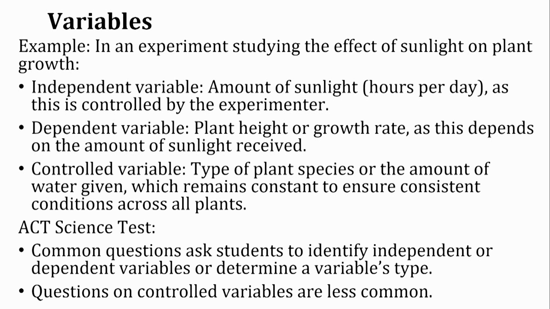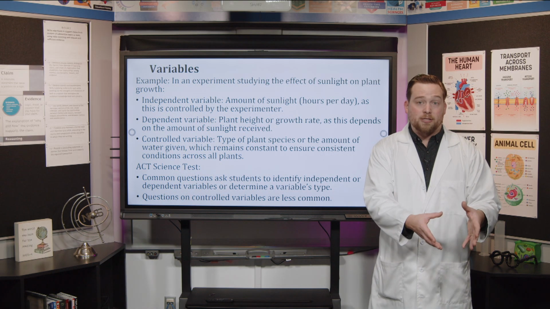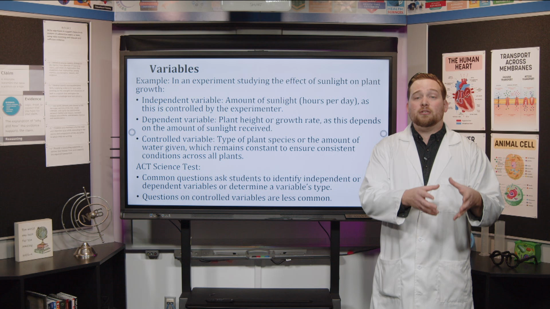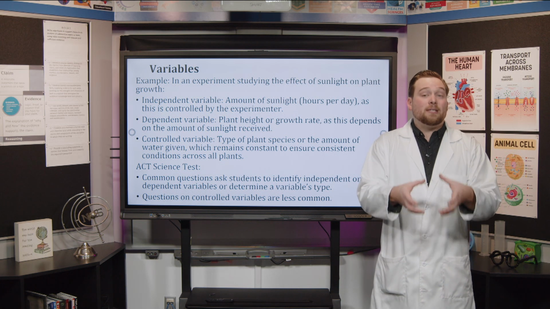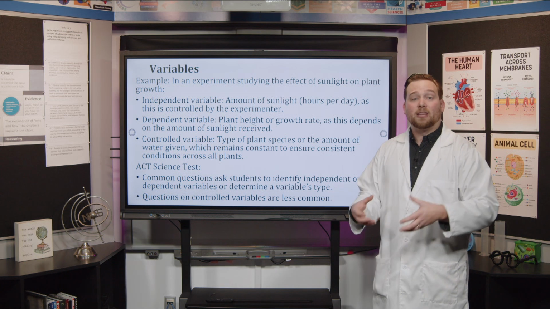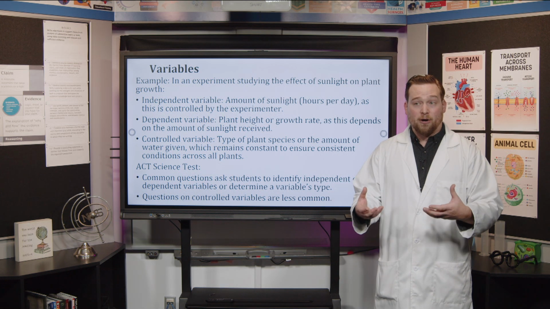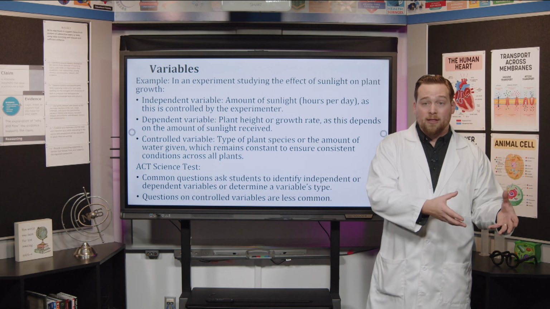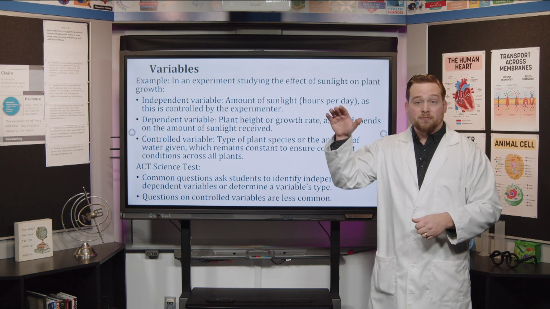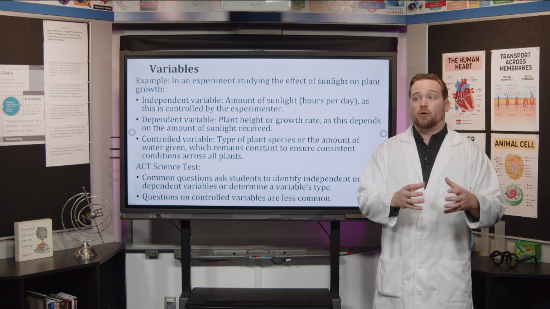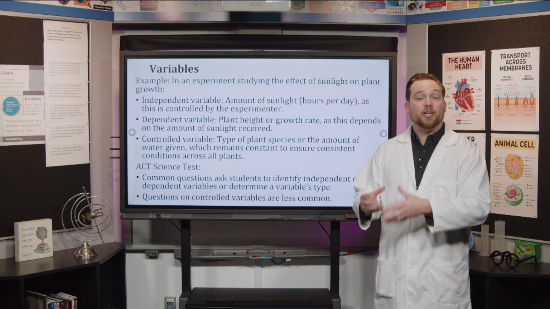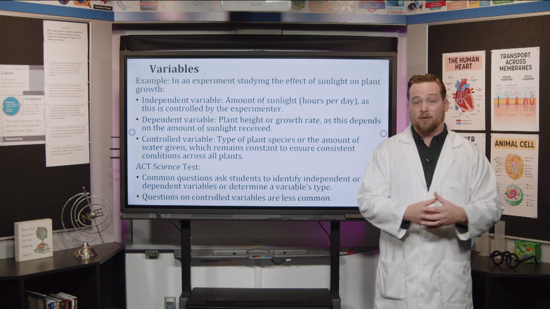So from my understanding of how plants work, the plants that get a lot of sunlight would probably grow really tall, and the plants that don't get much sunlight wouldn't grow as tall. So the height of the plant, or how much they grow, is dependent on the amount of sunlight they're getting. That's why this is called the dependent variable, because it relies on the independent variable. Lots of sunlight, tall plants. Not much sunlight, short plants. So the independent variable is dictating what the dependent variable does.